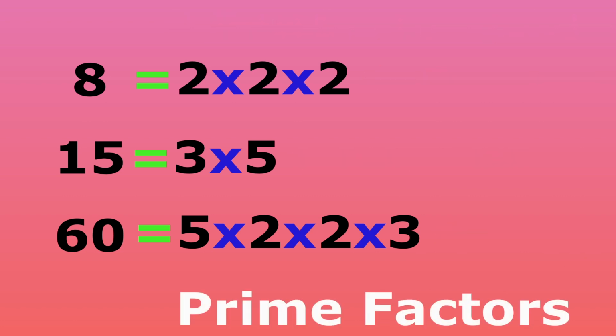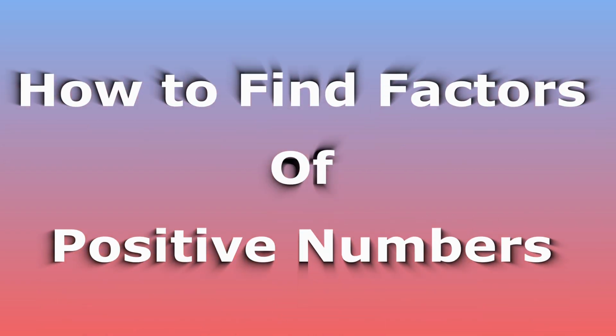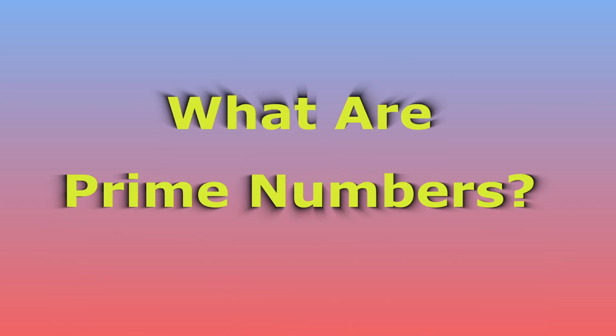We will be learning how to write numbers as products of prime factors, so they will be in prime factorization format. So stick around and you'll see how I turn these three numbers, 8, 15 and 60, into these products of prime factors. To get the most benefit out of the lesson, you need to know how to find the factors of positive numbers. We'll talk about finding factors in a moment. You also need to understand prime numbers.